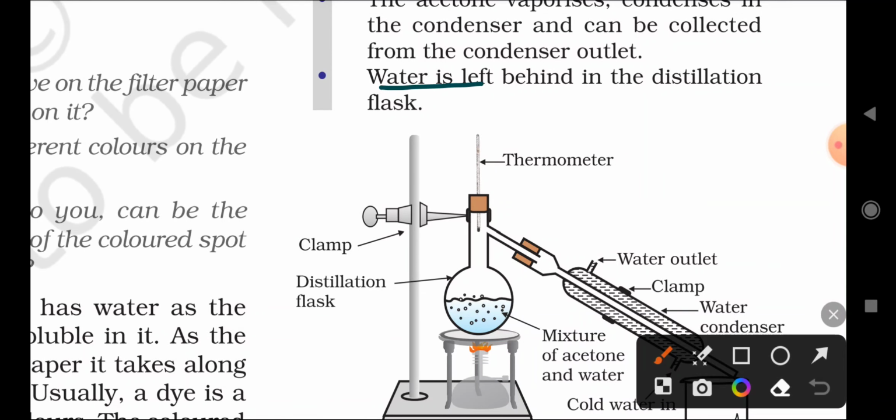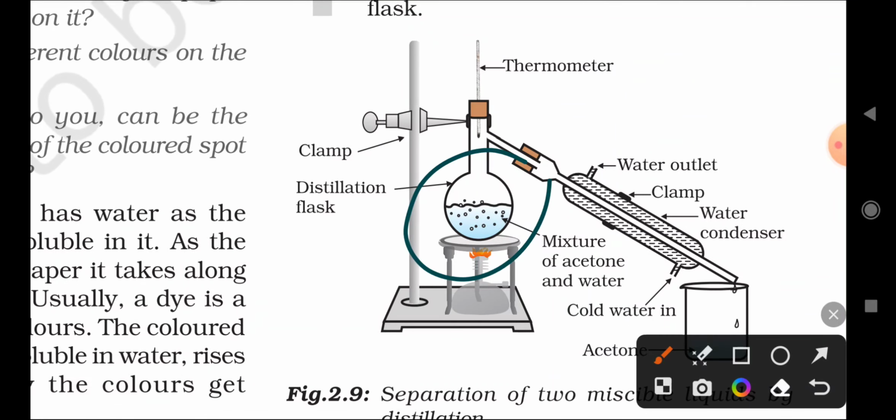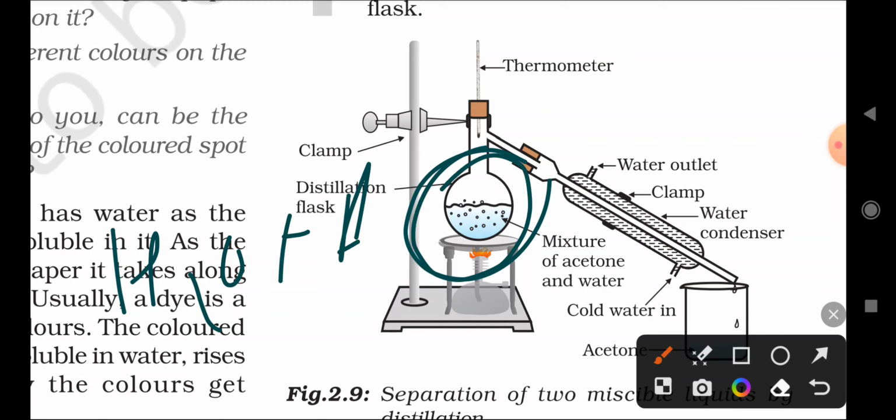The water is left behind in the distillation flask. By using the distillation method we can separate miscible liquids. What is the procedure here? First you add the miscible liquids, for example water and acetone, into the distillation flask. When we heat it, the boiling point of acetone is less than that of water.